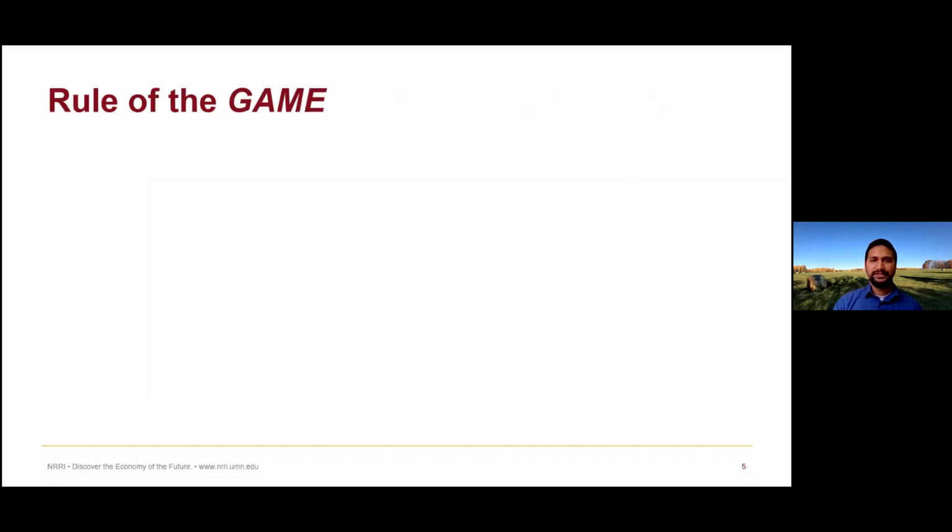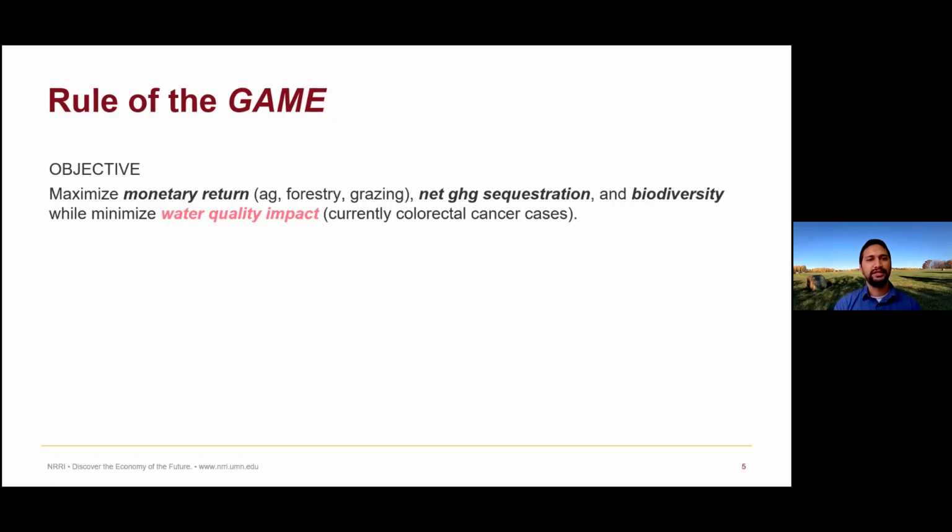So what are the rules of this game? First of all, we have a target and we call it our objective function. We need to maximize monetary return, and monetary return comprises agricultural crop production, managed forestry, and grazing. At the same time, we need to maximize net greenhouse gas sequestration and maximize biodiversity while minimizing water quality impact. Currently we are looking at one specific part of water quality impact, and it is colorectal cancer cases.